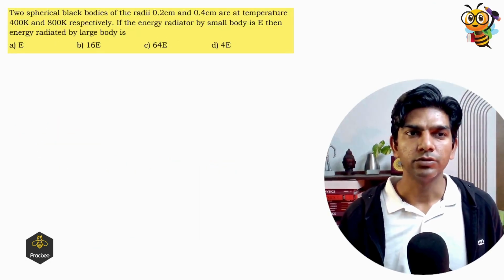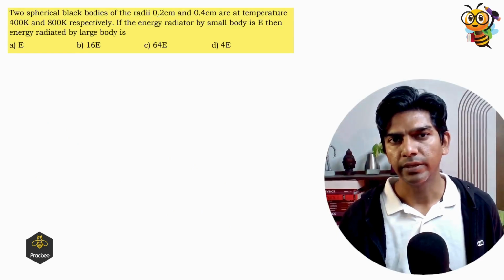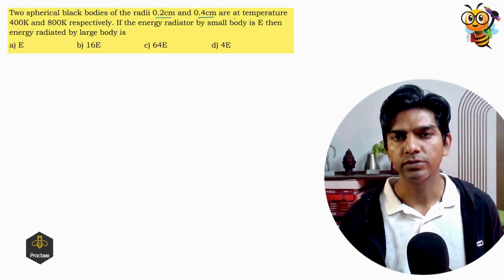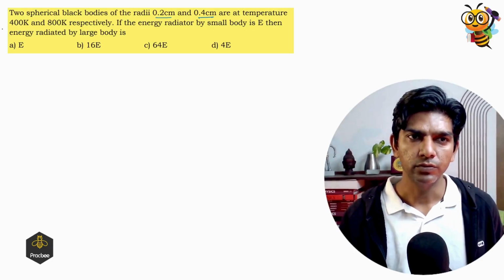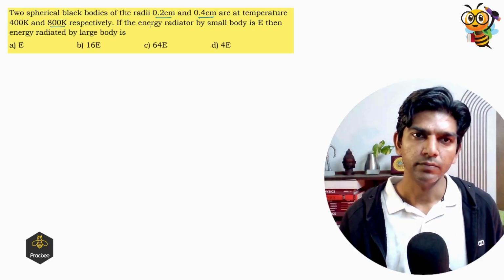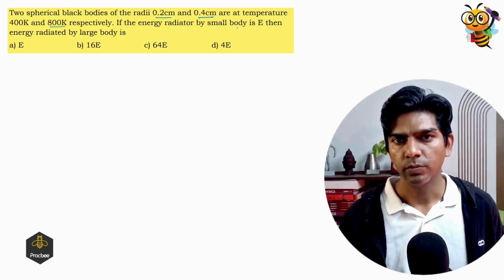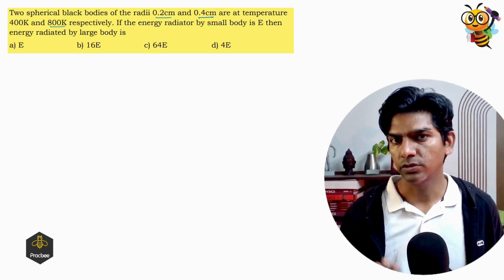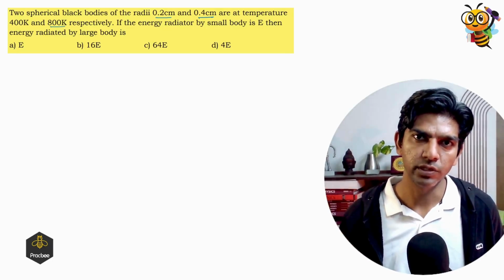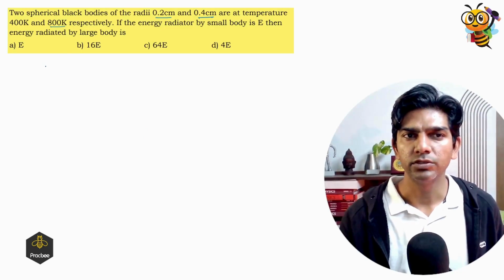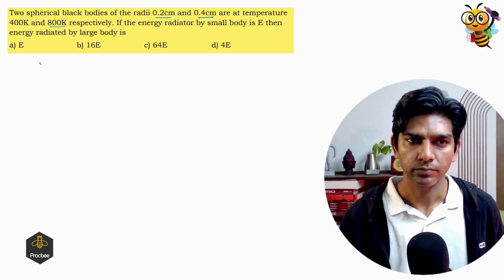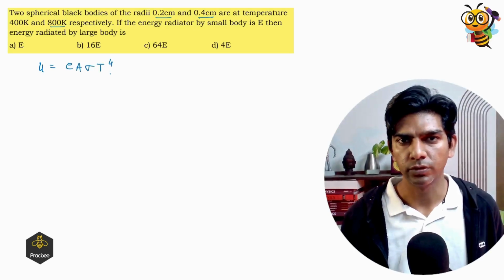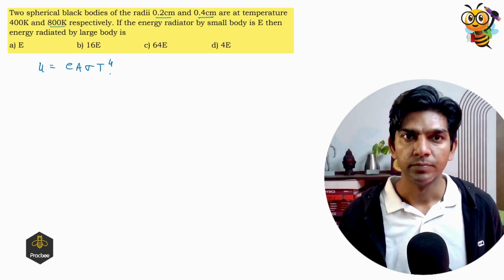Right, so let us see this question. Two spherical black bodies of radii 0.2 centimeter and 0.4 centimeter are at temperature 400 Kelvin, 800 Kelvin. If the energy radiated by the small body is E, then the energy radiated by the larger body. So this question is based on Stefan-Boltzmann law, where the rate at which the energy is being radiated will be e A sigma T raised to power 4.